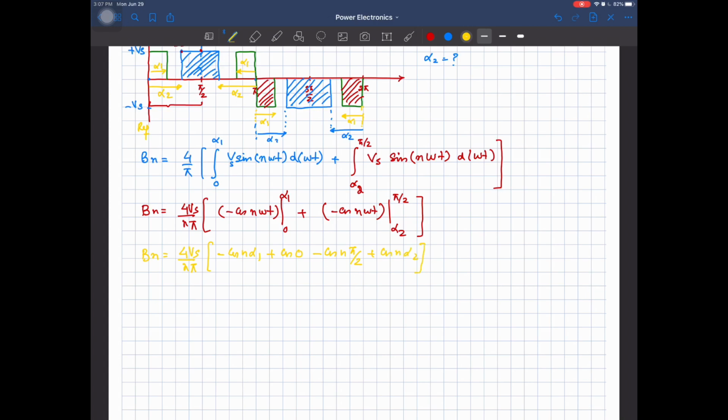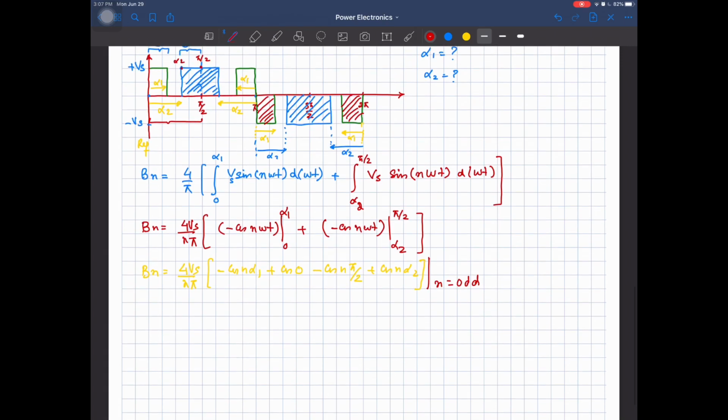And over here the n will be an odd number, because when there exists the quarter wave symmetry and the half wave symmetry, only odd harmonics exist. So Bn can finally be written as 4Vs by n pi into 1 minus cos of n alpha 1 plus cos of n alpha 2 for the odd harmonics. Cos 0 will be 1, right? Cos of n pi by 2 will be equal to 0 for any value of n in the odd numbers.